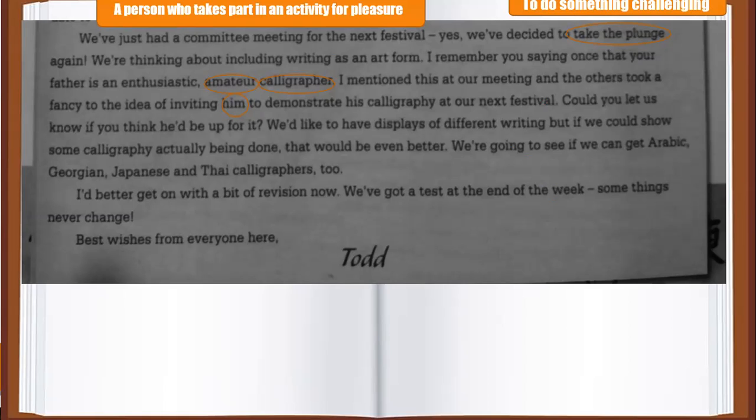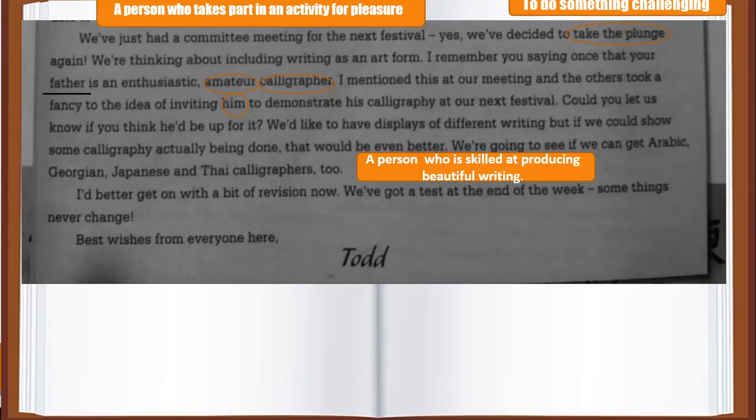I remember you saying that your father is an enthusiastic amateur calligrapher. What do you mean by amateur? Amateur here means a person who takes part in an activity for pleasure. Calligrapher means, what do you mean by calligrapher? It is a person who is skilled at writing. Okay, so again, what do you mean by amateur? Amateur, a person who takes part in an activity just for pleasure, as a hobby. When we say calligrapher, a person who is skilled at writing.